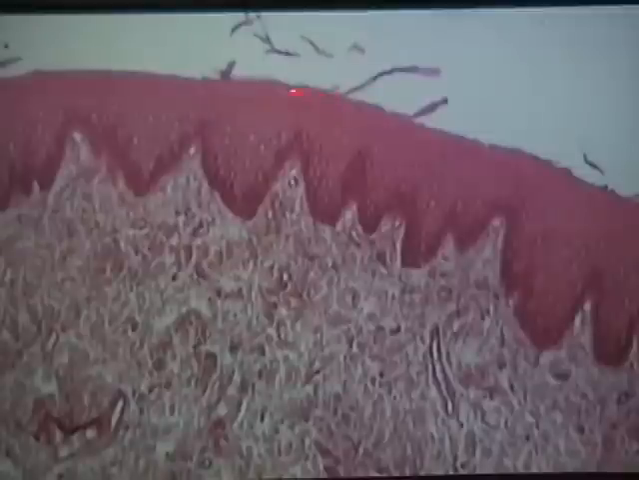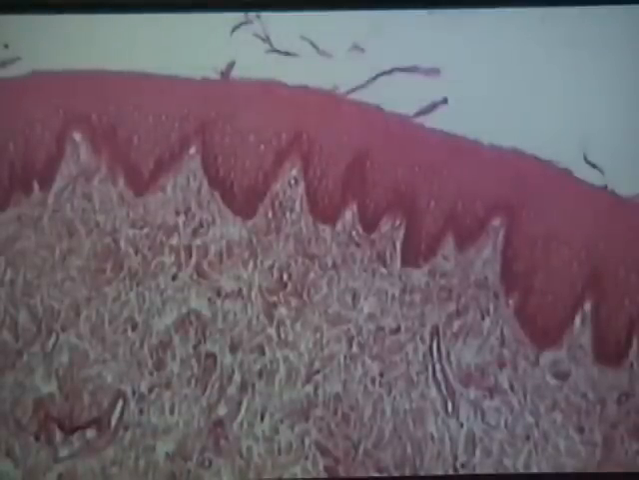The free surface of the epithelium is here. Stratified epithelial tissue is specialized to protect against abrasion. I'm going to increase the magnification now. This is a high magnification view of non-keratinized stratified squamous epithelial tissue. And as I was saying, stratified squamous epithelial tissue is specialized to protect against abrasion.